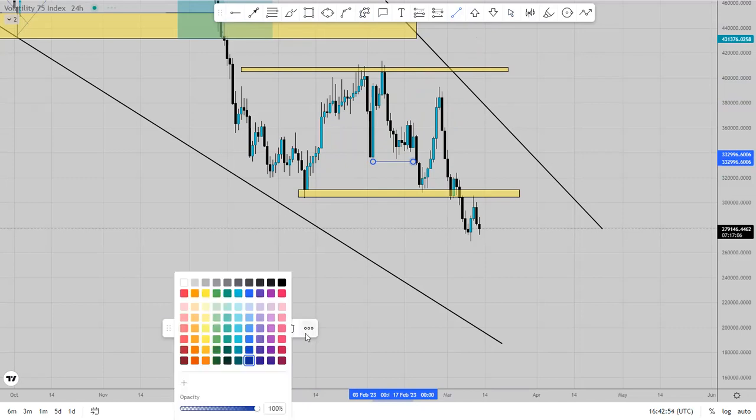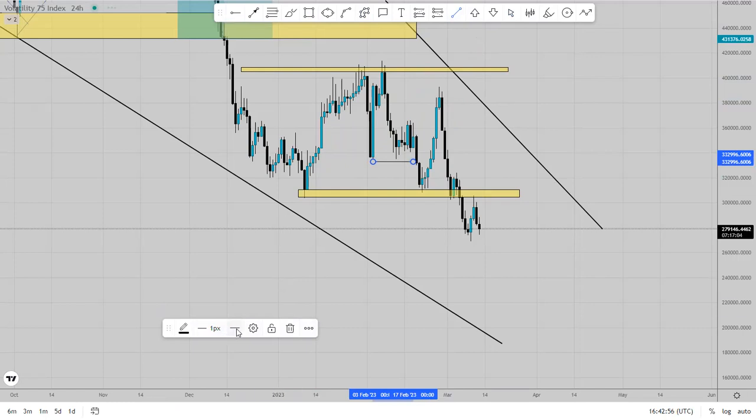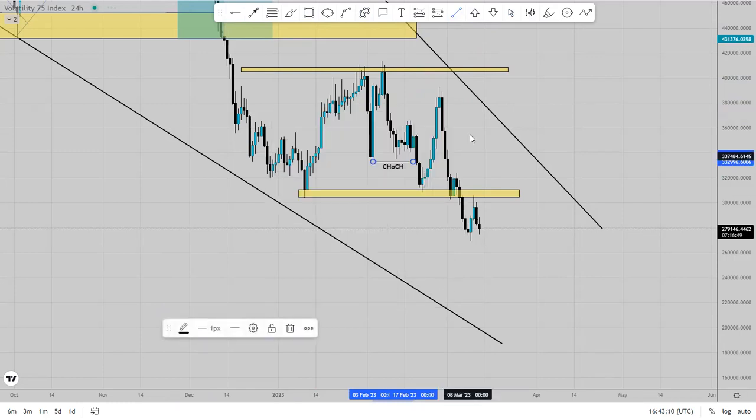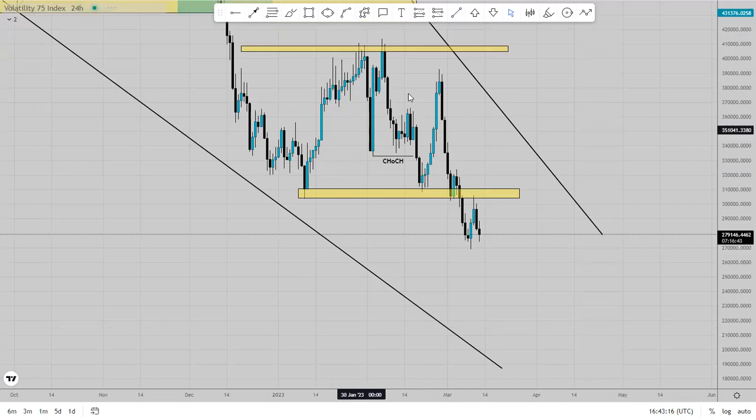That was where it was broken. So after being broken there, that's what we call a change of character, right? After a change of character, it means the market is now doing the opposite of what it was trying to do. For example, here it was trying to be bullish. So after a change of character, we are now looking forward for the market to drop.